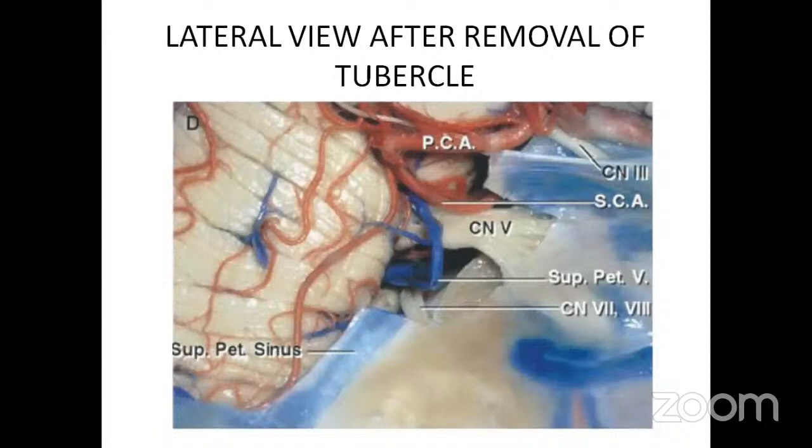Again, this is another view, the lateral view. This part, that is the suprameatal tubercle, has been removed. This is the trigeminal nerve. This is the superior petrosal vein. The superior petrosal sinus has been divided to improve the access and view. And behind the suprameatal tubercle, there is the 7th and 8th, that is the facial and vestibulocochlear nerves.